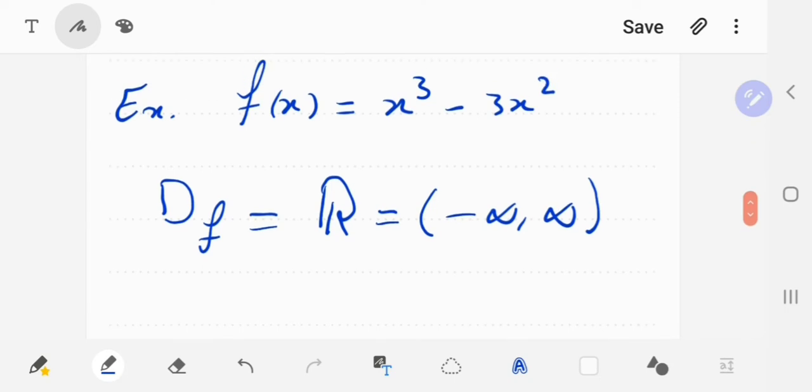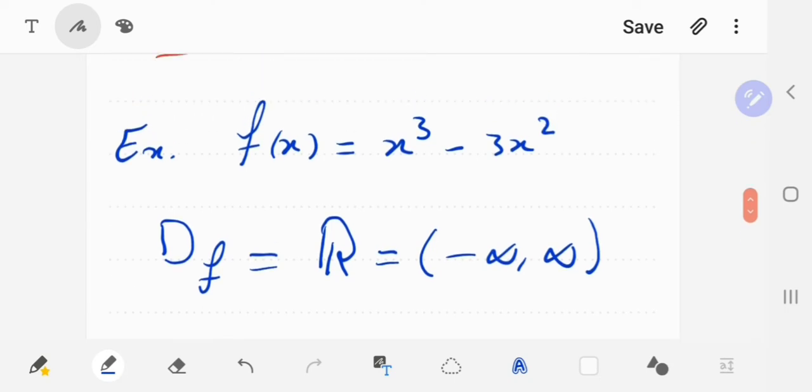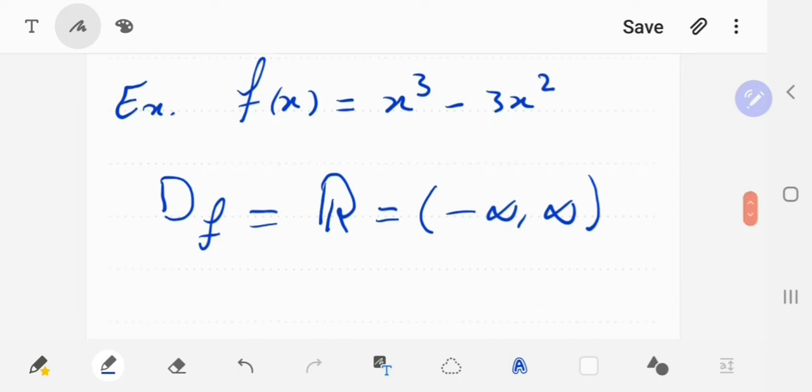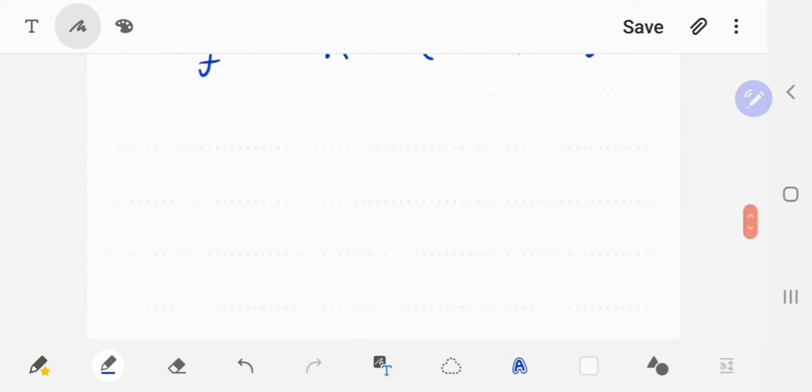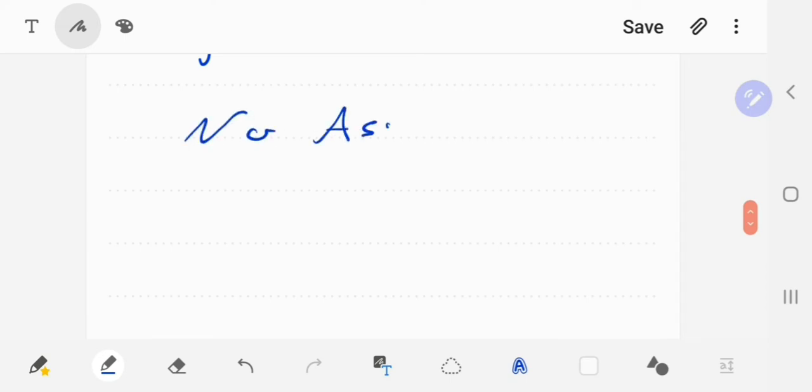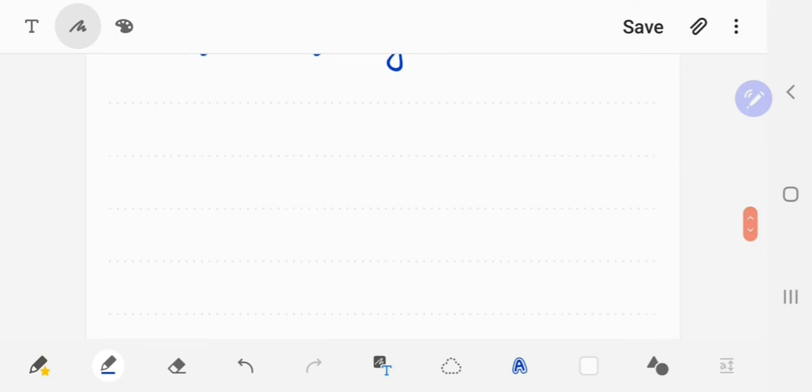Since it's not rational, so no denominators, which means no possible vertical asymptotes. And if you try to check for horizontal asymptote, of course, it's not rational again. And if you substitute infinity, that will give you an undetermined value, because infinity minus infinity will be undetermined. So no asymptotes, which means we'll jump immediately to the first derivative test. And we follow the steps.